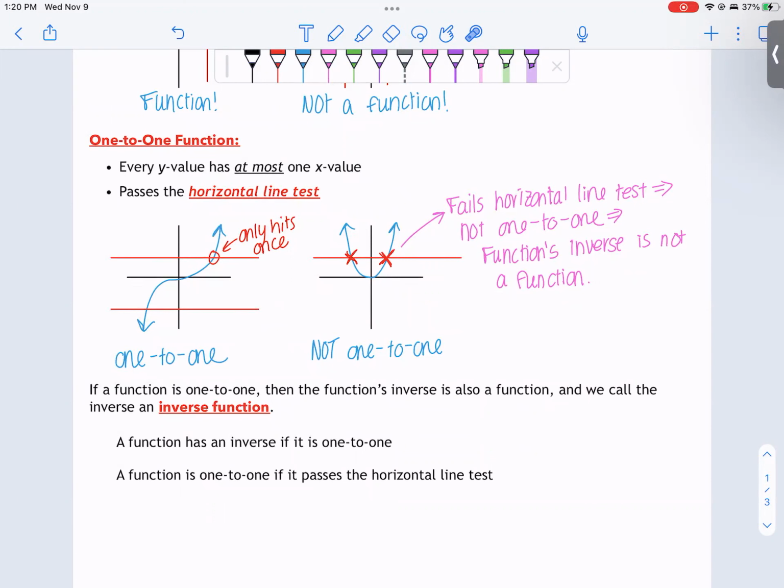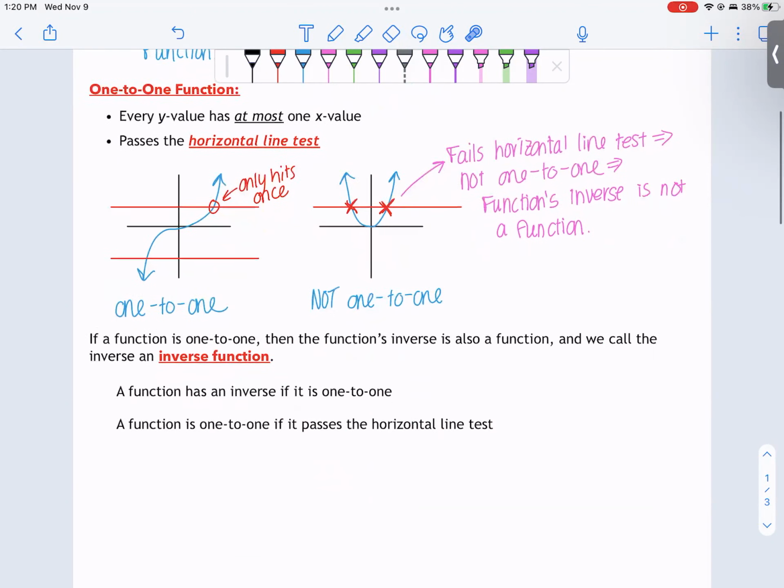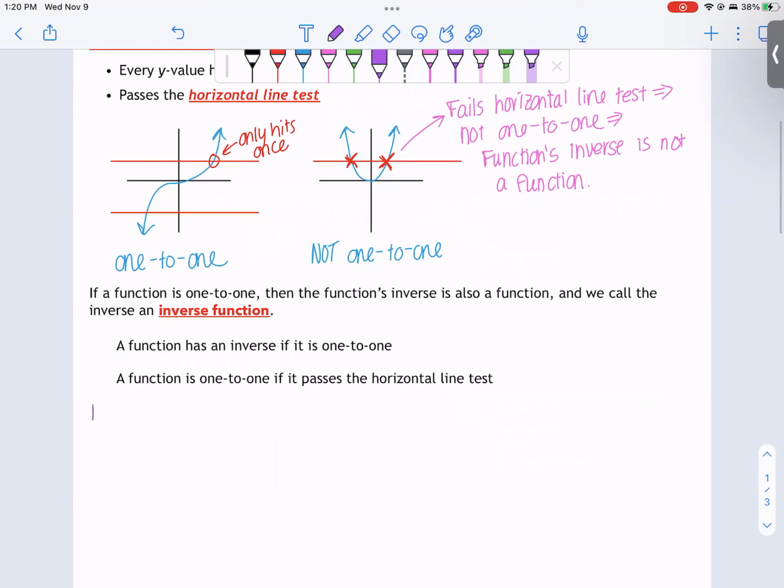And if a function is one-to-one and the function's inverse is also a function, we call the inverse function. So a function has an inverse if it's one-to-one. A function is one-to-one if it passes the horizontal line test. The notation for inverse functions.